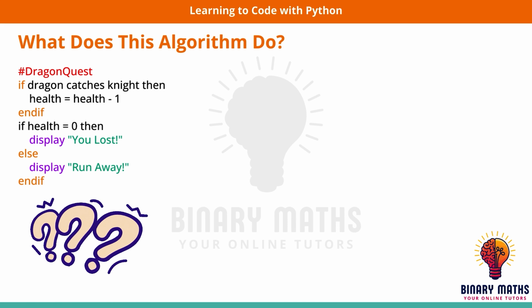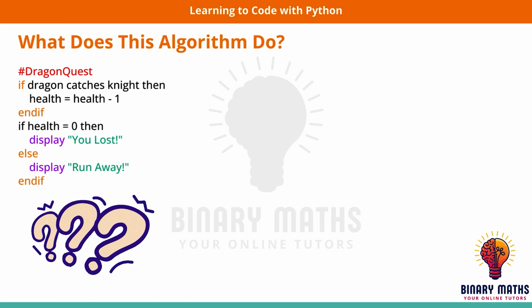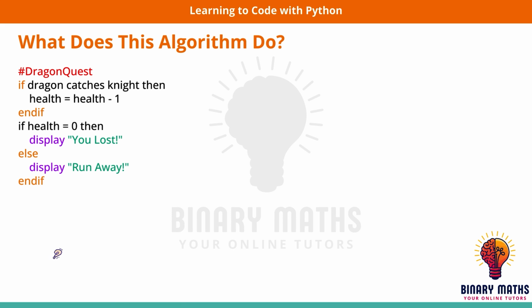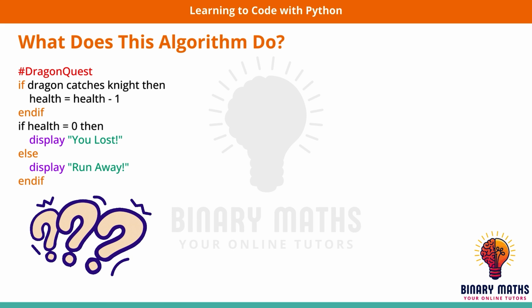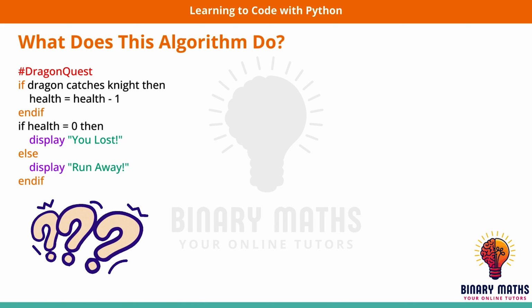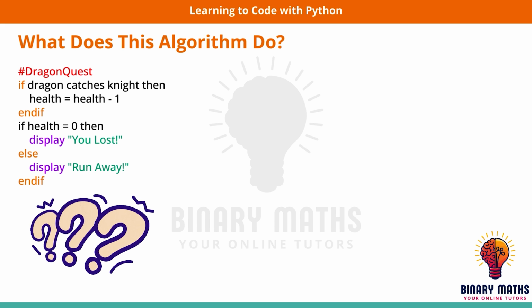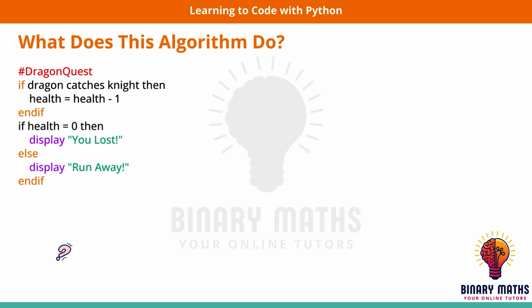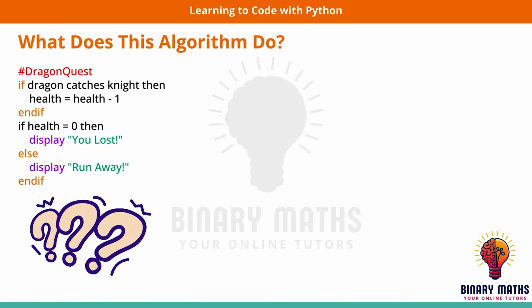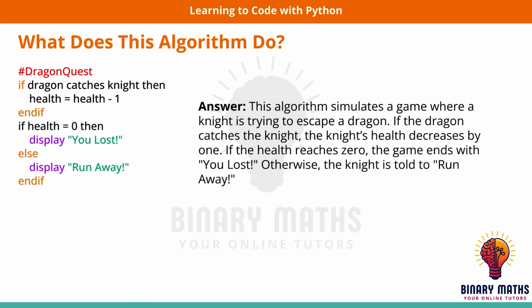Okay, let's start by looking at an example of an algorithm. This one is called Dragon Quest, and on your screen you can see what it looks like. So what does this algorithm do? Maybe pause the screen for a moment and have a look at the algorithm again. Right, now let's go through the answer.